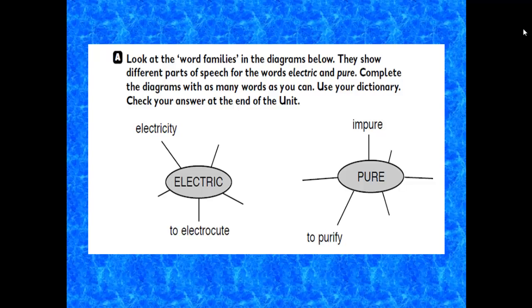So the first one, electricity, and then we have impure. In the center we have electric, and at the same time on the right we have pure. We have to derive some other words like electricity, to electrocute. For pure we have impure, to purify. So here we have the answers.